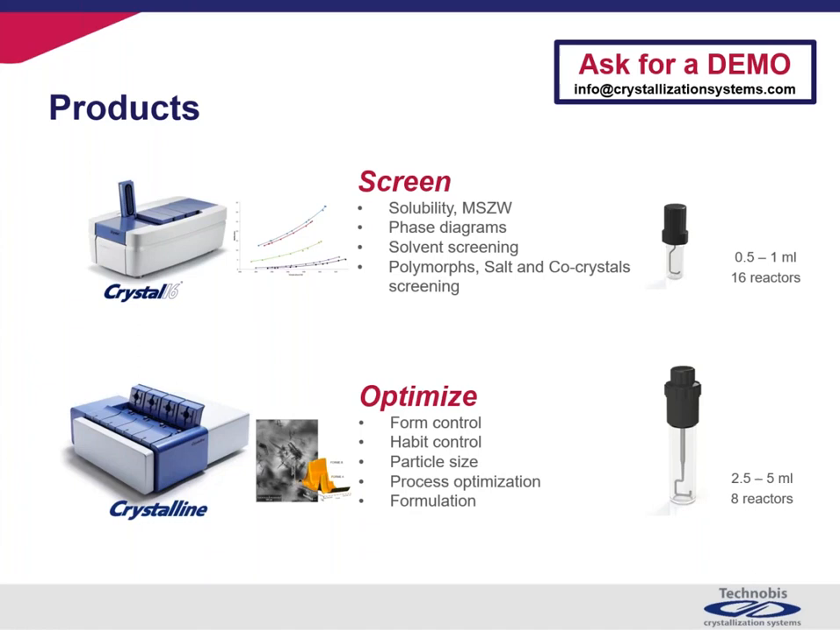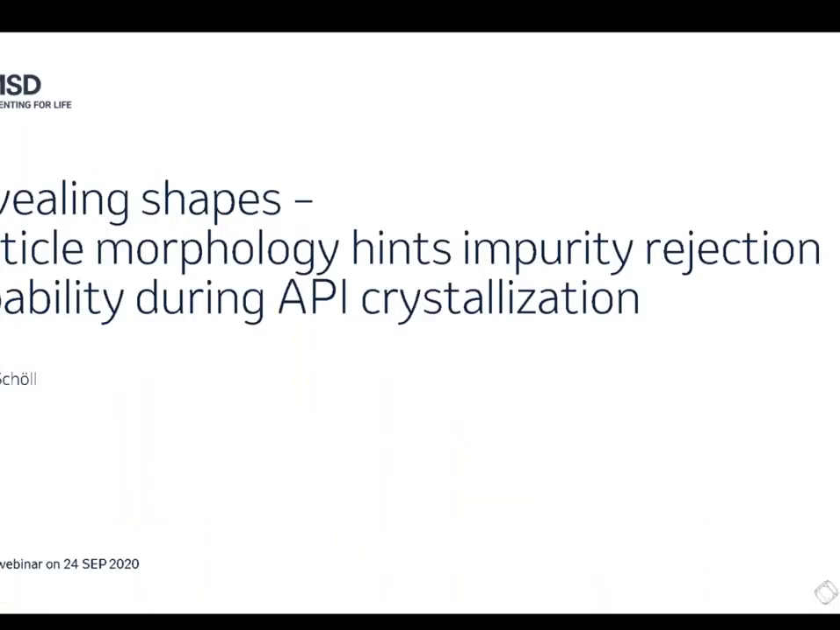Please remember, Crystal 16 is the instrument for solubility, metastable zone and any type of solid state screening. Crystalline, with the camera technology that works exactly like a microscope, and with the Raman, helps you to develop or optimize your crystallization process or even your formulation process. Jochen Schöll's talk today is on revealing shapes and how particle morphology can hint impurity rejection capability during API crystallization.